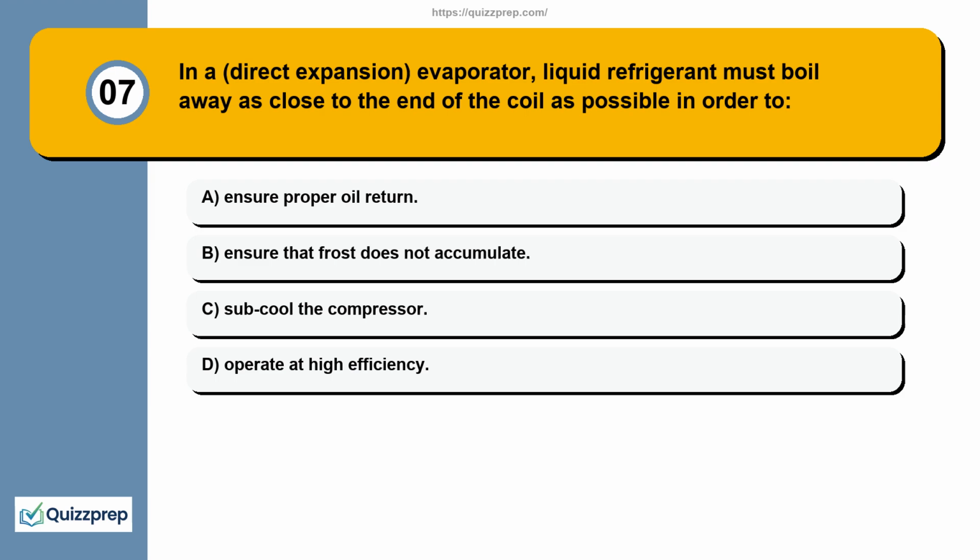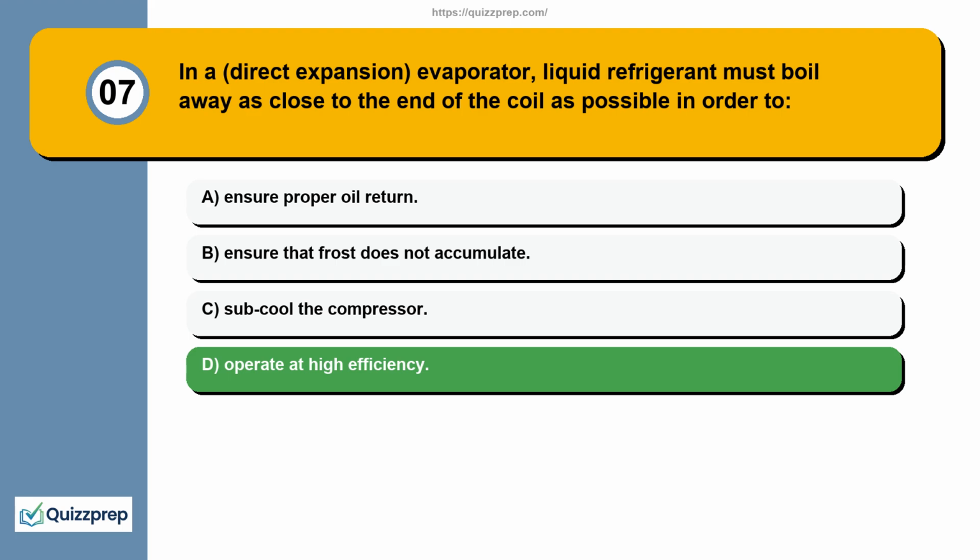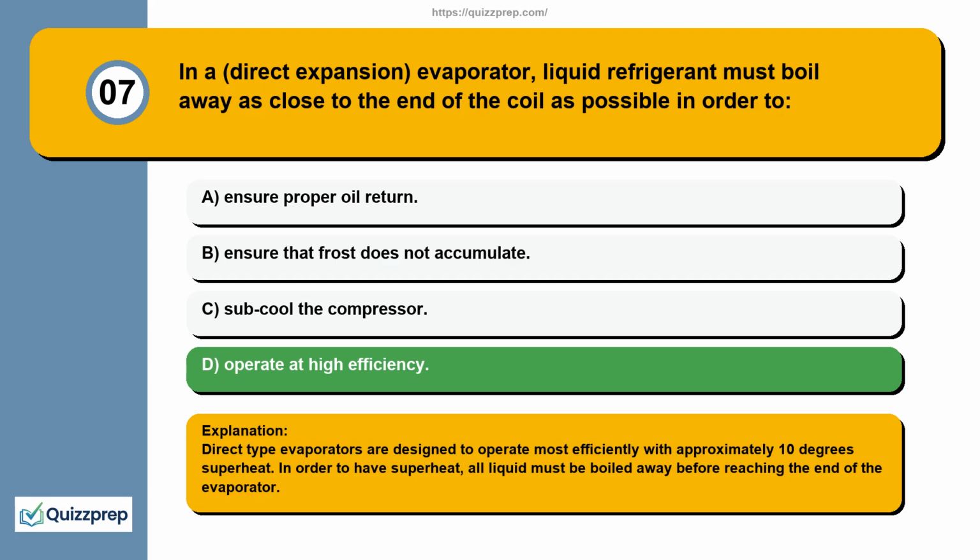Question 7. In a direct expansion evaporator, liquid refrigerant must boil away as close to the end of the coil as possible in order to: ensure proper oil return, ensure that frost does not accumulate, subcool the compressor, operate at high efficiency. Direct type evaporators are designed to operate most efficiently with approximately 10 degrees superheat. In order to have superheat, all liquid must be boiled away before reaching the end of the evaporator.